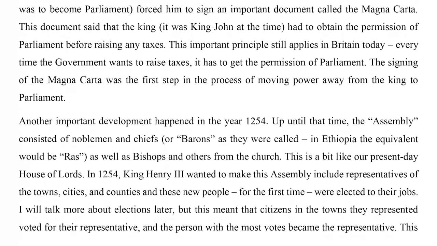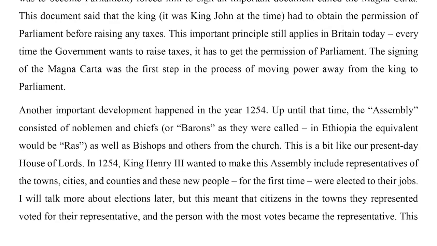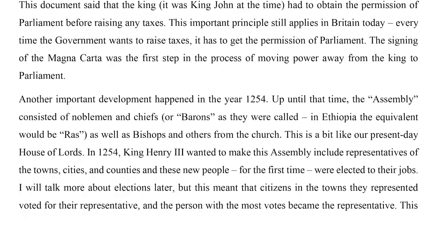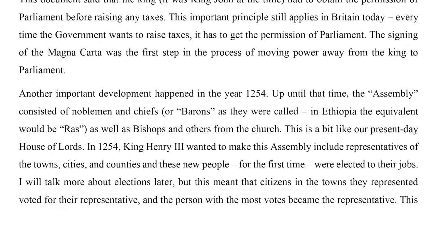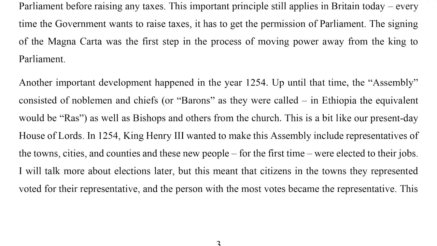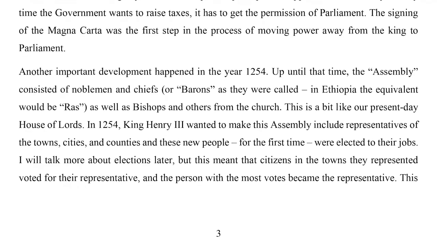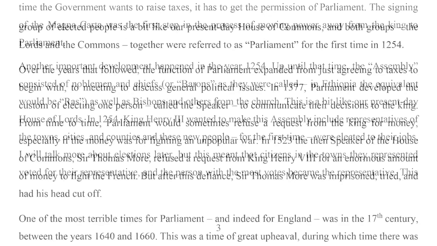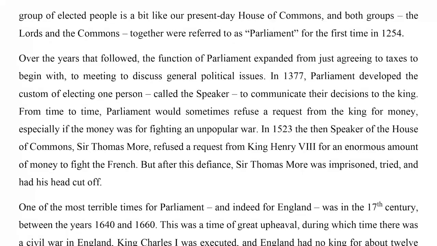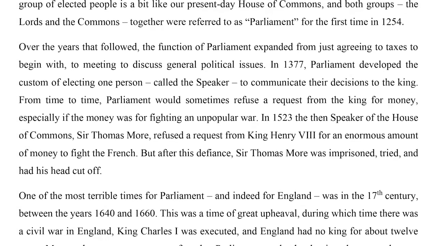In 1254, King Henry III wanted to make this assembly include representatives of the towns, cities, and counties, and these new people, for the first time, were elected to their jobs. I will talk more about elections later, but this meant that citizens in the towns they represented voted for their representative, and the person with the most votes became the representative. This group of elected people is a bit like our present-day House of Commons. In both groups, the Lords and the Commons, together were referred to as Parliament for the first time in 1254.